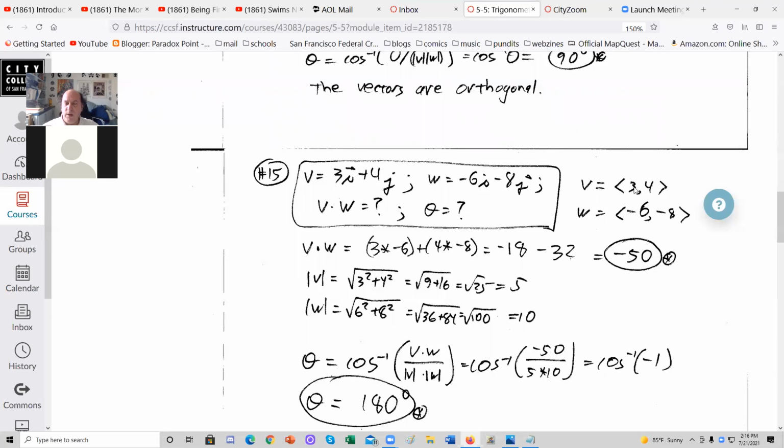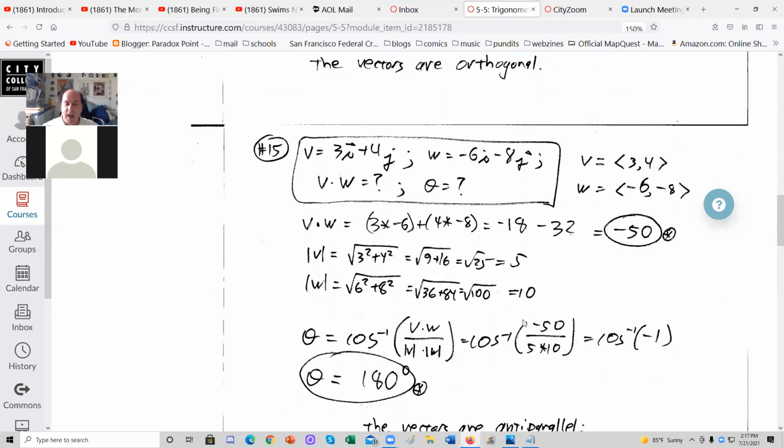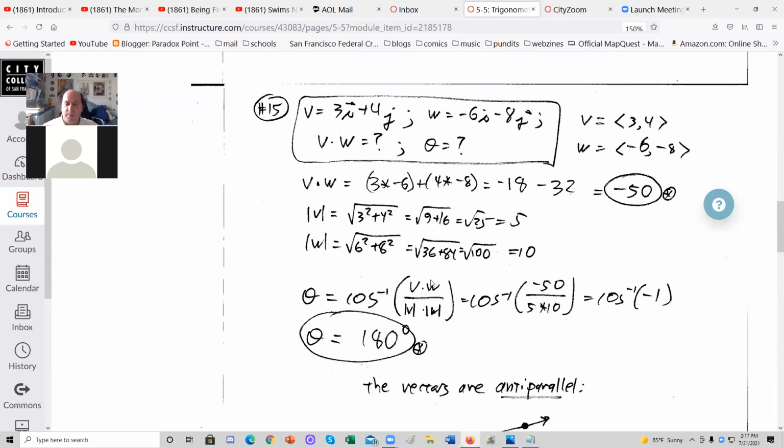Length of w is root of 3 squared plus 4 squared. That's root 9 plus 16, root 25, which is 5. Length of w is root of 6 squared plus negative 8 squared, which comes to root of 36 plus 64, root 100, which is 10. So the angle between them is the arc cosine of the dot product over the product of the lengths. That'll be the arc cosine of negative 50 over 5 times 10, which is arc cosine of negative 1. And that is 180 degrees.